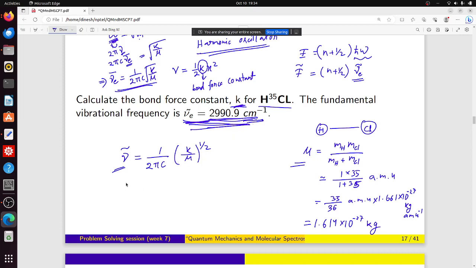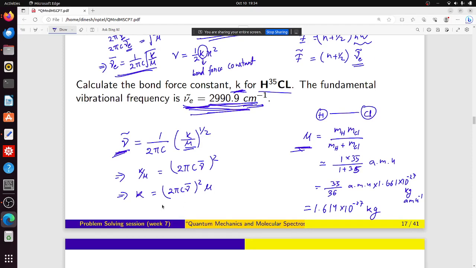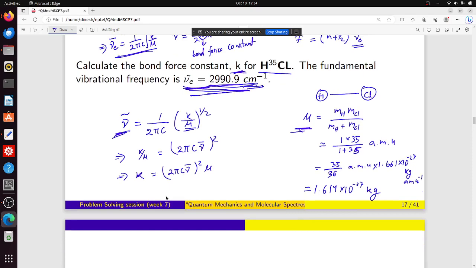So from this we know the mu value, right? We calculated it here, and this value we know. Then what is the unknown? k is the unknown, so we can calculate k. So k over mu will be (2 pi c nu bar) whole square. Then k will be (2 pi c nu bar) whole square times mu. Okay, so every constant value we know.